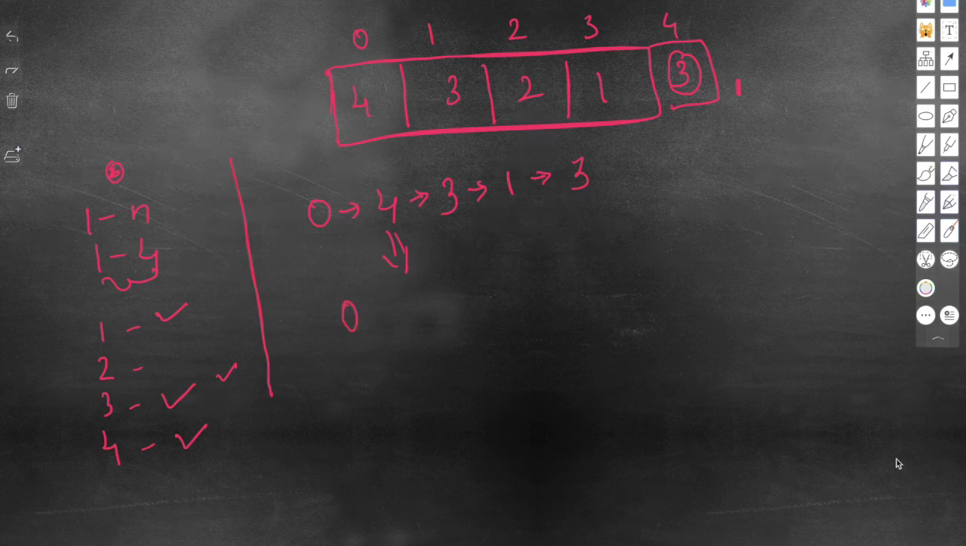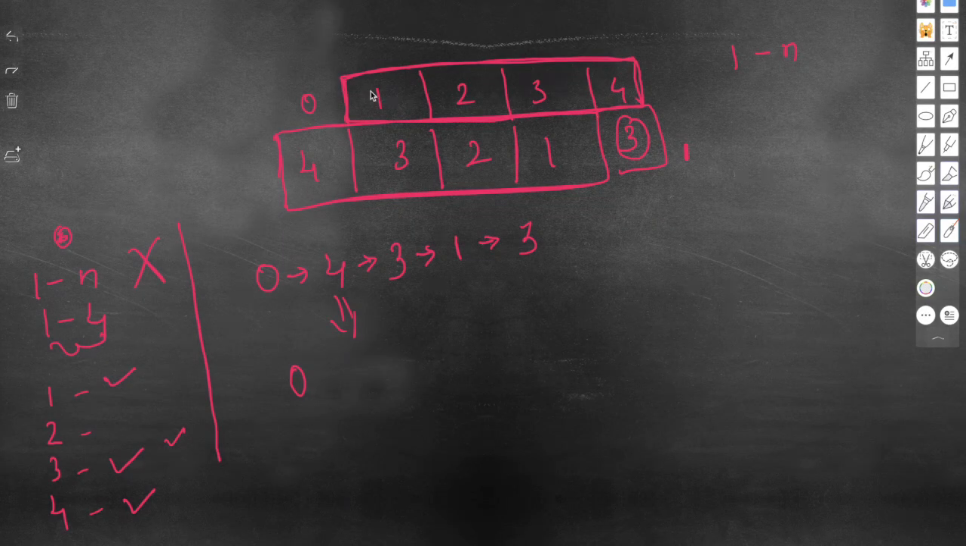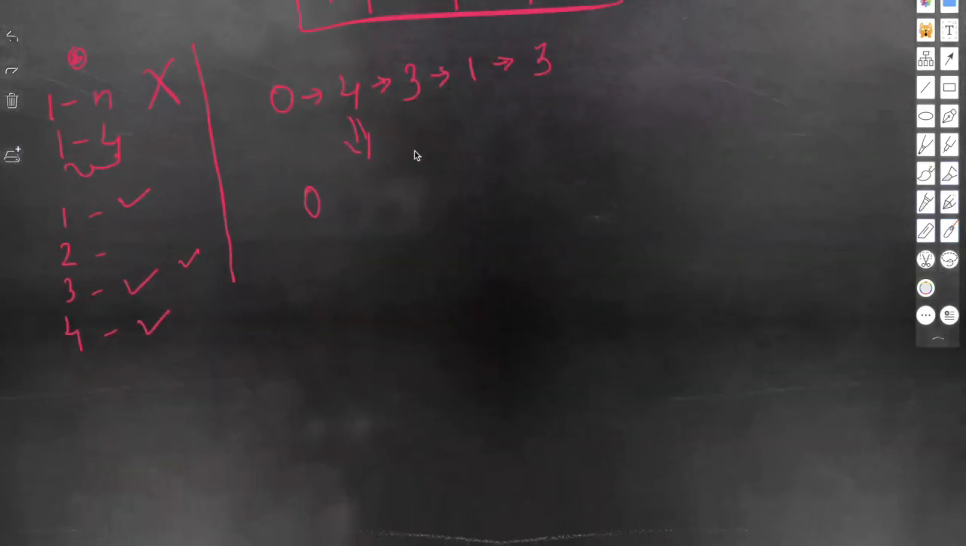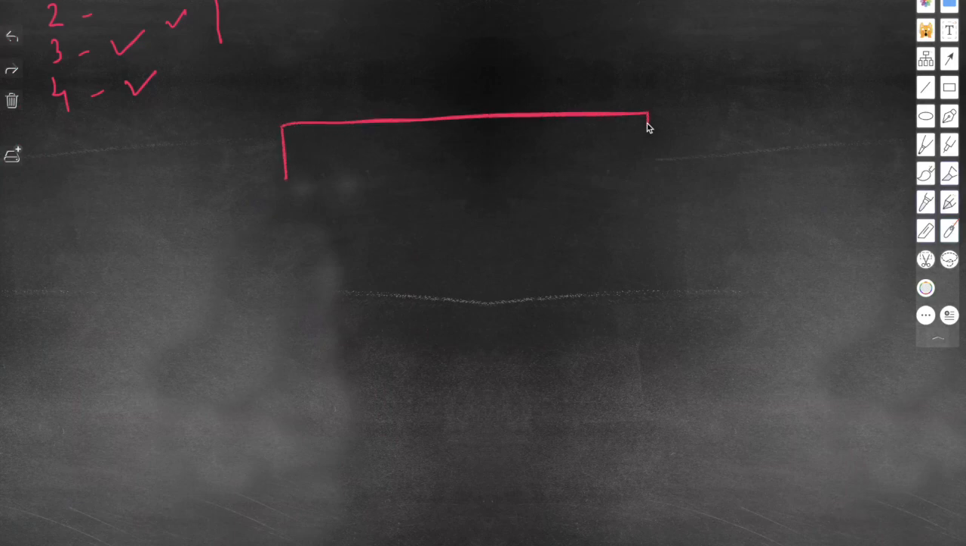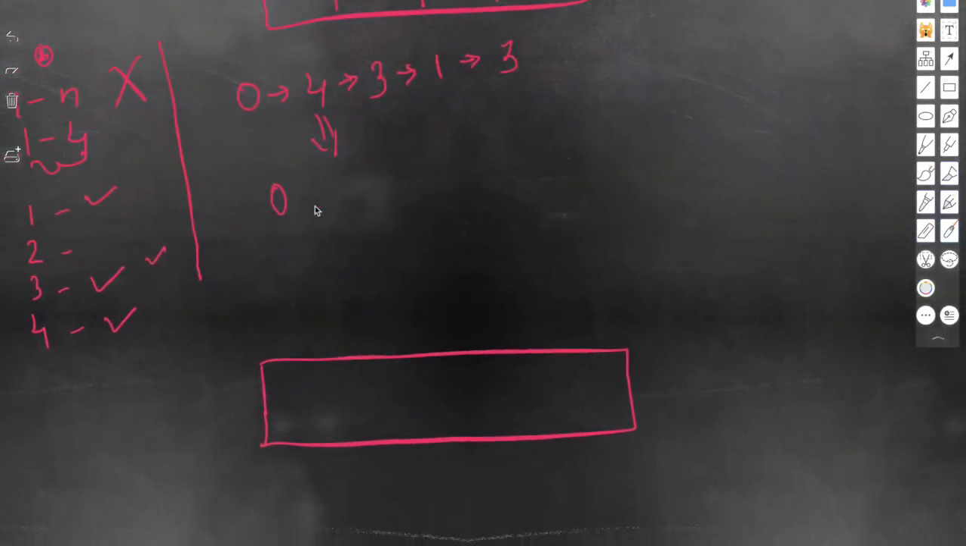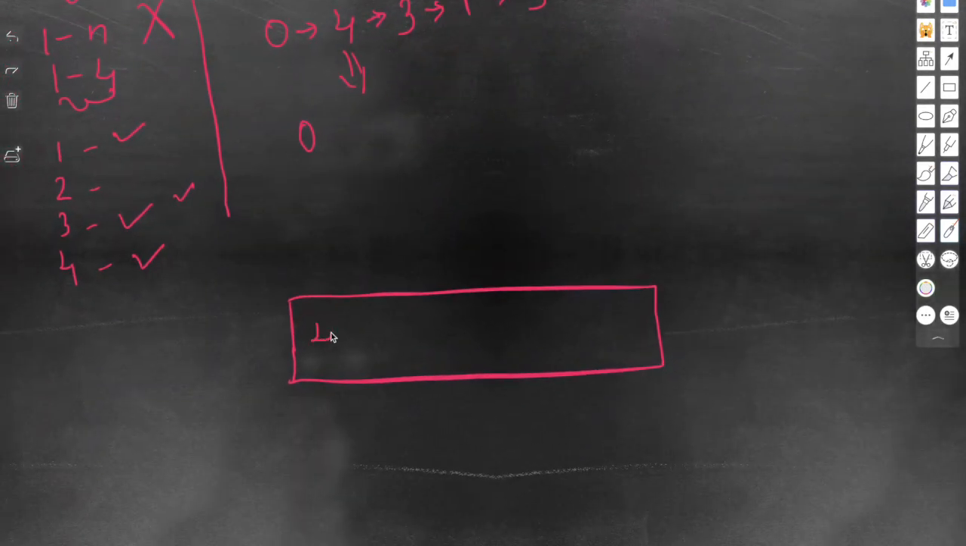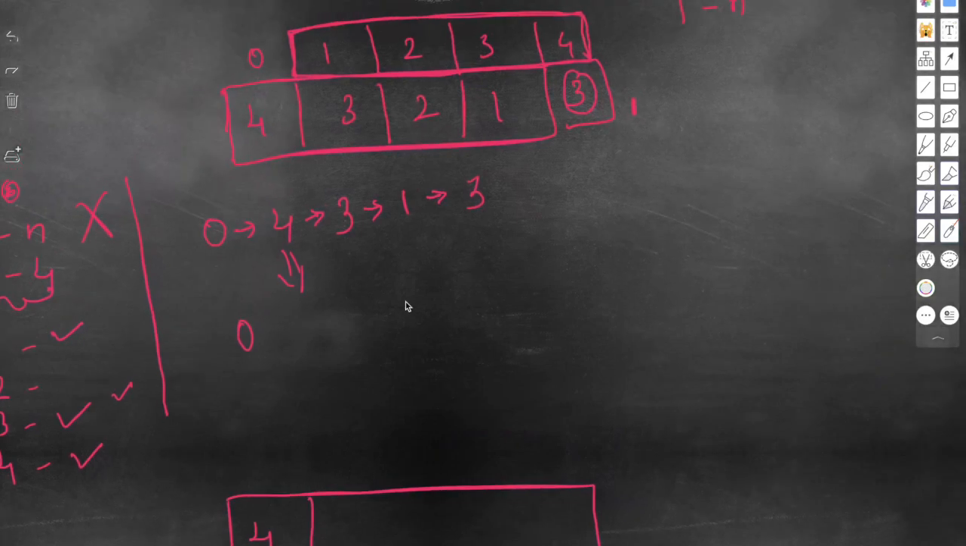I hope you understand the solution using a hash map. Now, we are not allowed to use extra space, so we cannot use a hash map. But we can do one thing: we can treat the index value as the hash map key. Now let's try to solve this problem without using extra space. The same thing we did with the hash map, we have to do here also. 4 3 2 1 3.